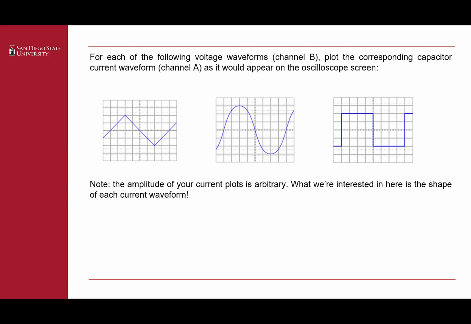There is a little note here: the amplitude of the current plots is arbitrary. It's not important because the units of voltage and current are not the same. Voltage has volts and current has amperes, and these can be scaled on the oscilloscope screen. So a 1 volt wave could be very big on the screen or could be very small. It depends on the size that is set on the oscilloscope. But what is important is the shape of each current waveform.